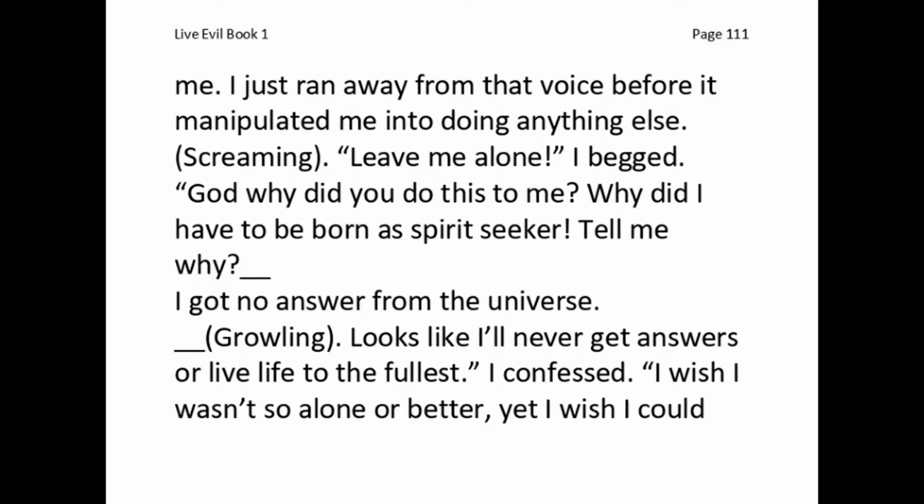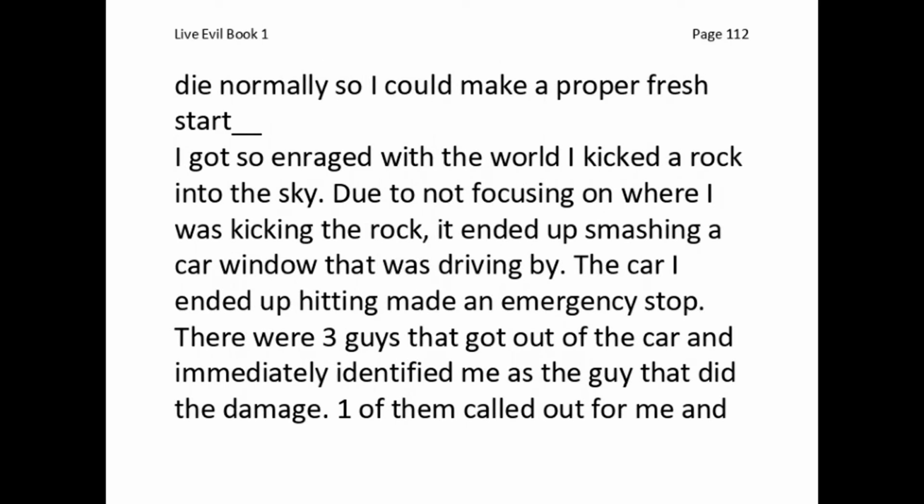Growling, "Looks like I'll never get answers or live life to the fullest," I confessed. "I wish I wasn't so alone, or better yet, I wish I could die normally so I could make a proper fresh start." I got so enraged with the world I kicked a rock into the sky. Due to not focusing on where I was kicking the rock, it ended up smashing the window of a car that was driving by. The car I ended up hitting made an emergency stop. There were 3 guys that got out of the car and immediately identified me as the guy that did the damage.